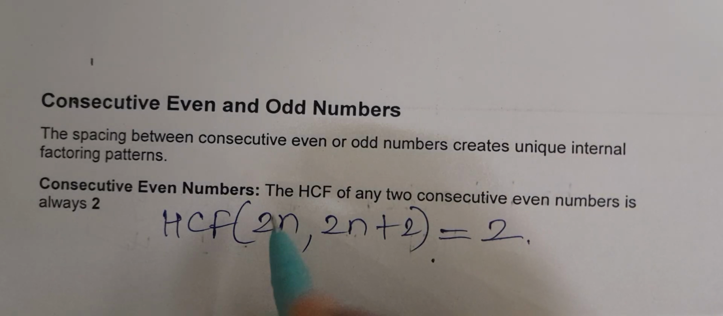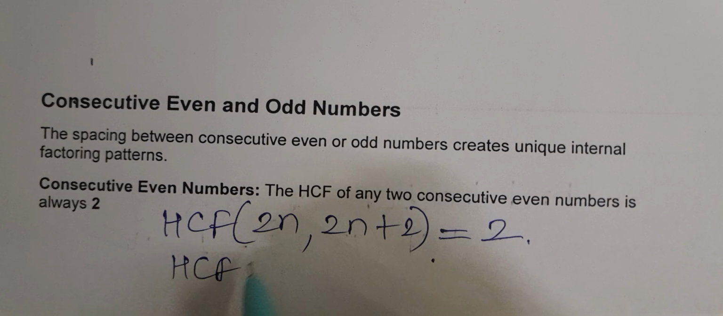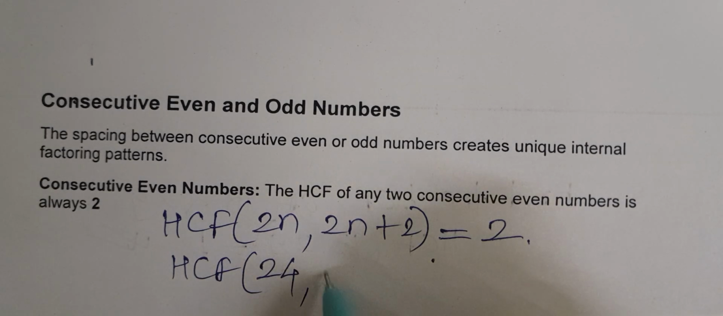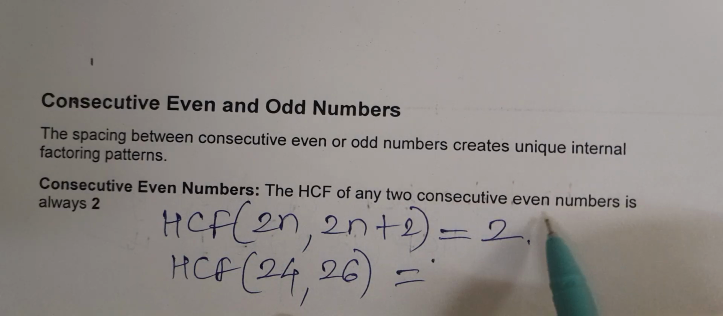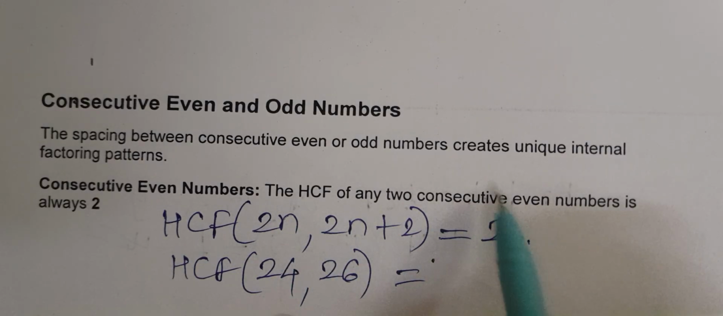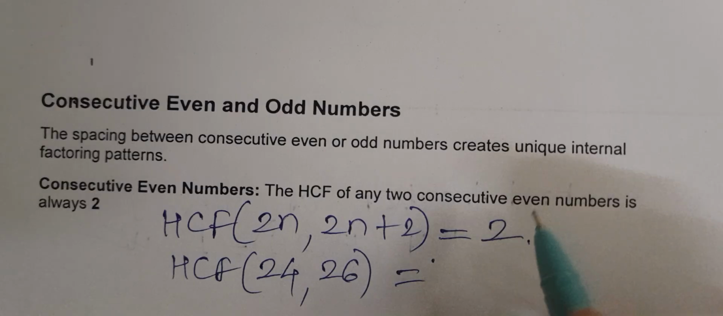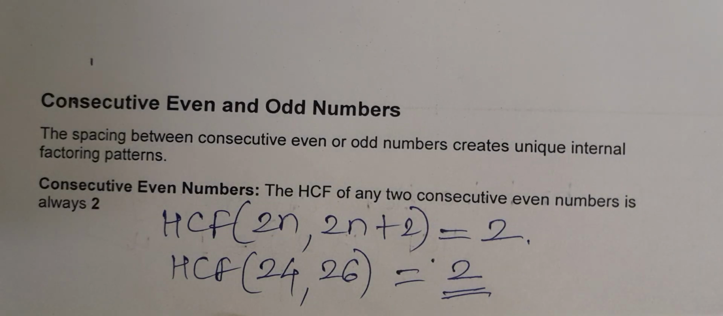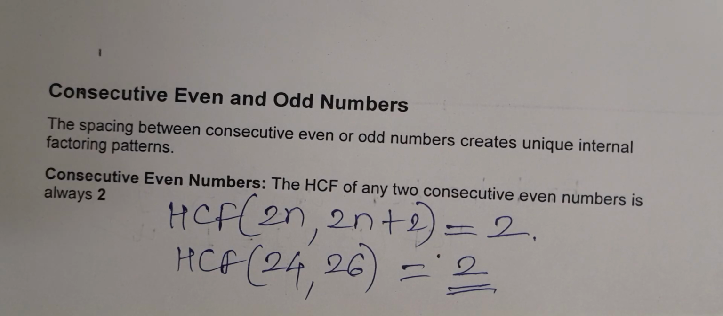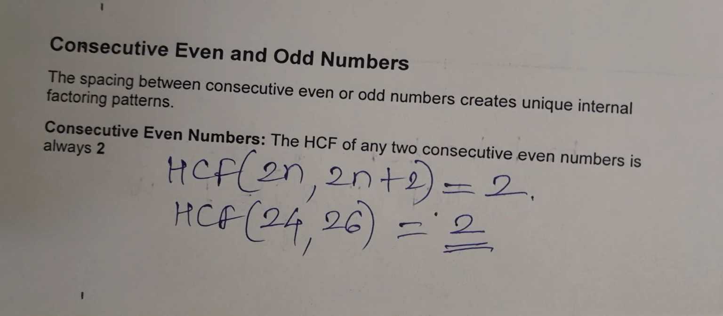For example, HCF of 24 and 26. These are two consecutive even numbers, 24 and 26, and therefore the HCF of these two consecutive even numbers is always 2. So what is the HCF of this? It is 2. So this is the help of the rule to find the HCFs of any consecutive numbers.